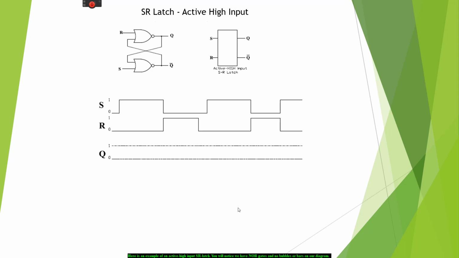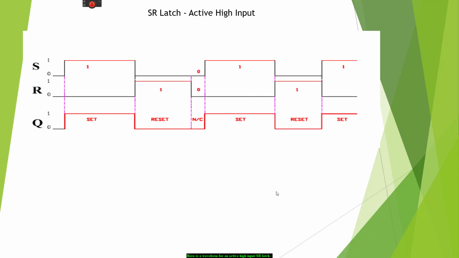Here's an example of an active high input SR latch. As you recognize, here we have NOR gates and no bars or bubbles on our symbol. Here's a waveform for an active high input SR latch.